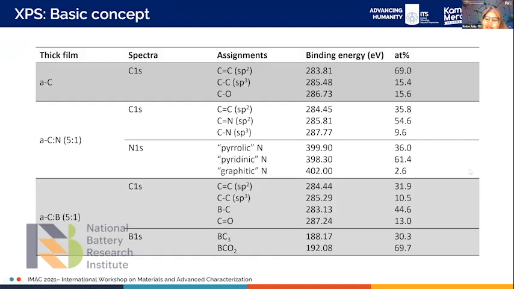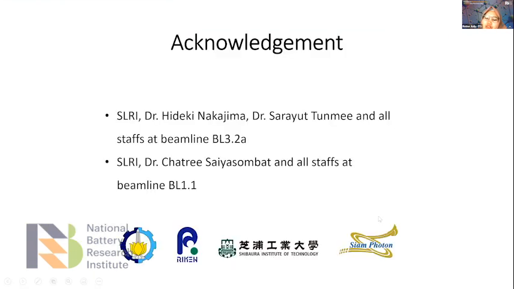Sorry, I go very fast here. And this is the result in the table. So aside from what type of bonding, we can also estimate the relative ratio of the bonding from the area of the peak. So maybe that's all from me.